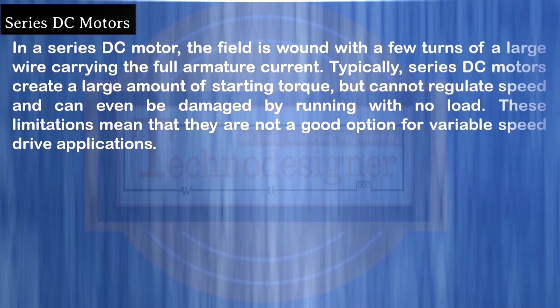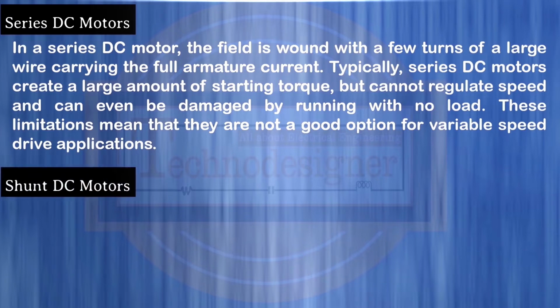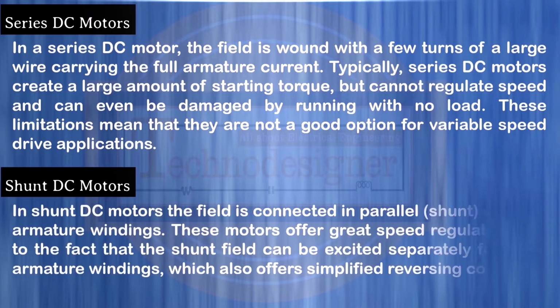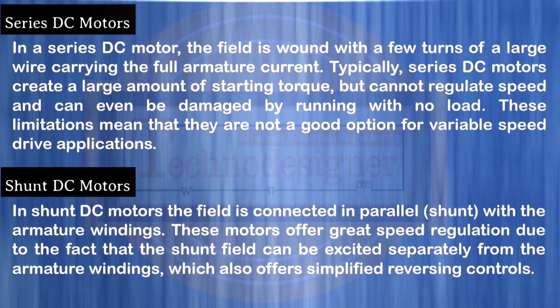Now we are discussing series DC motors. In a series DC motor, the field is wound with a few turns of a large wire carrying the full armature current. Typically, series DC motors create a large amount of starting torque but cannot regulate speed and can even be damaged by running with no load. These limitations mean that they are not a good option for a variable speed drive application.